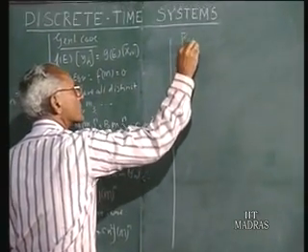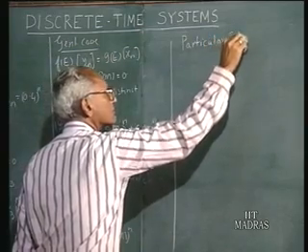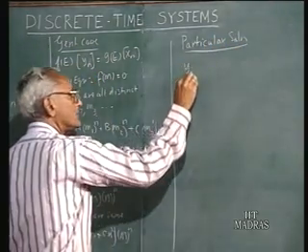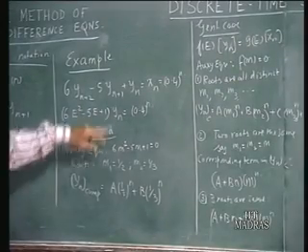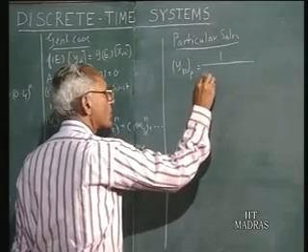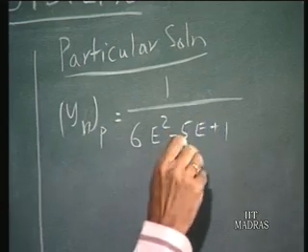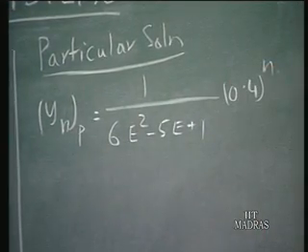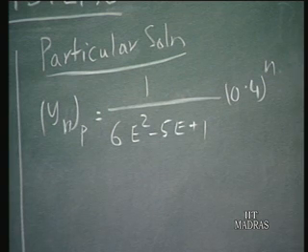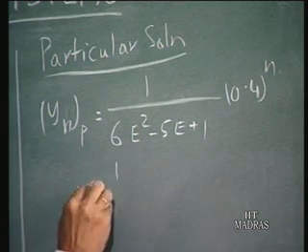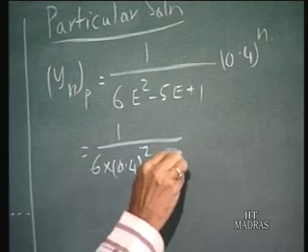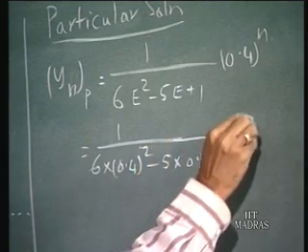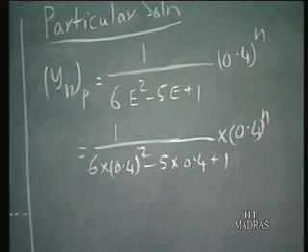Now let us take the particular solution. We have yn particular. This equation here can be cast in the form yn equals 1 over 6E squared minus 5E plus 1 operating on 0.4 to the n. So when xn is of the form alpha raised to the power of n, and you have a function of E operating on that, all you have to do is substitute alpha for E. So this becomes 1 over 6 times 0.4 squared minus 5 times 0.4 plus 1 multiplying 0.4 to the n. No longer an operator, but just multiplication of 0.4 to the n.